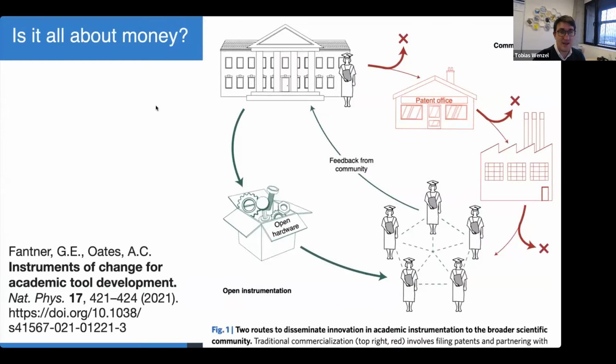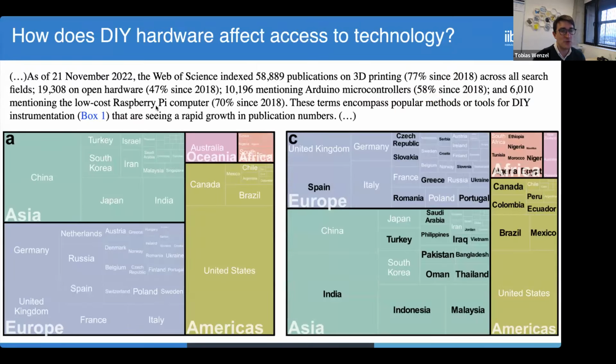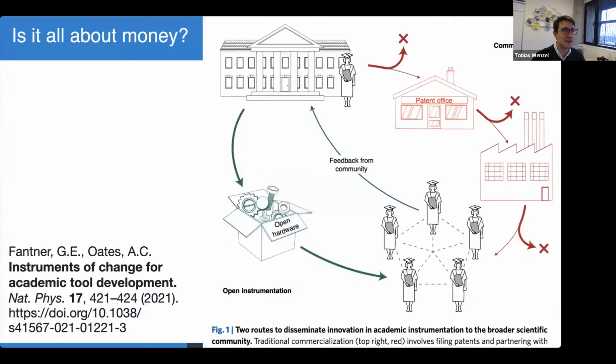And then the question is, okay, if people do use these DIY methods in their research to gain access to technology, then do they just do it because it's cheaper, because they don't have enough money? That's an important question, because money is often used. And as I've mentioned before with my own motivation, money is not the main motivation. It's a very important part, but there are many other things.